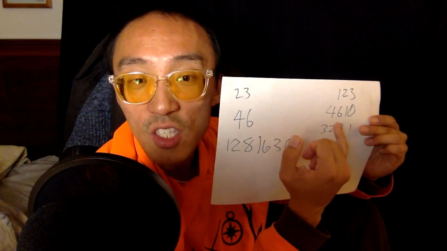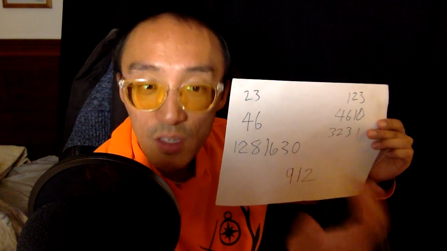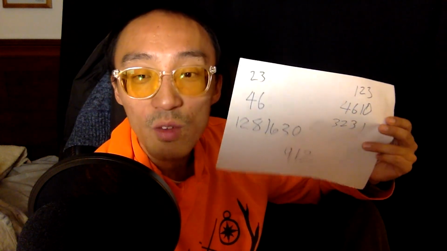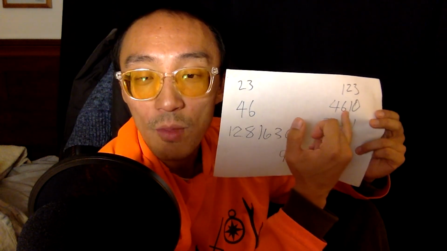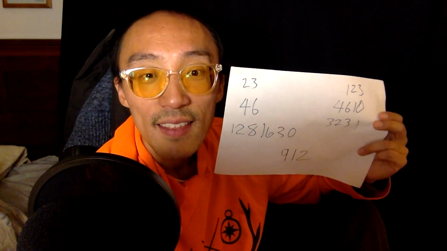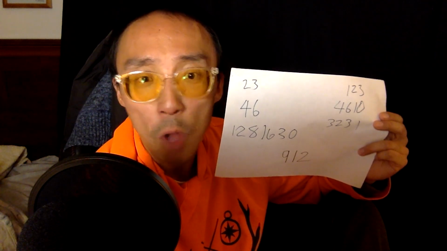You add up all the digits, and if after you add up all the digits, it's divisible by 3, then the whole number is divisible by 3. So 4 plus 6 plus 1 plus 0, what is that? That is 11. Is 11 divisible by 3? No. What about this one?